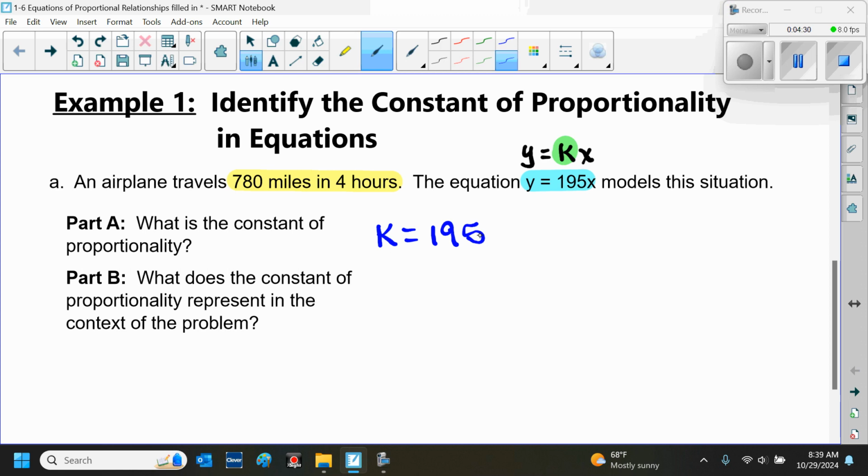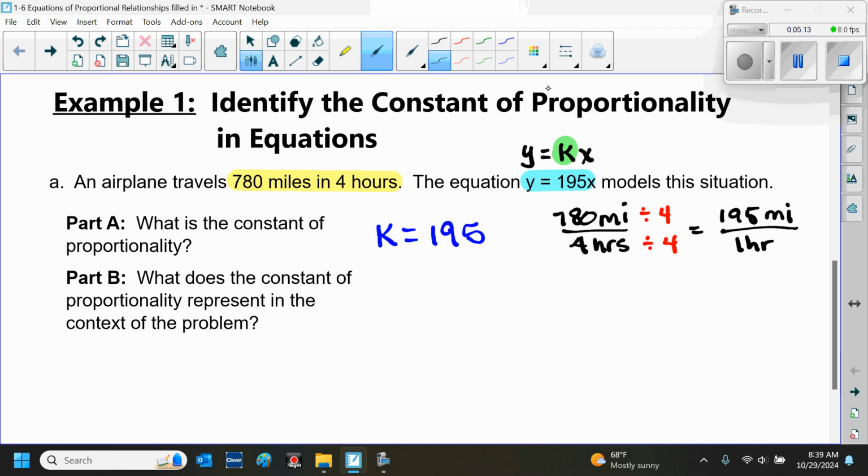Now, how did you get that? Well, it's a unit rate. If we're comparing miles to hours, this is 780 miles over 4 hours. If we want the denominator to be 1, we divide by 4 down here, and we divide by 4 up there. 780 divided by 4 gives me 195. So that's 195 miles in 1 hour.